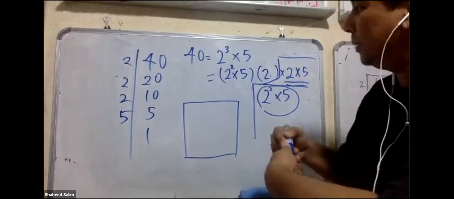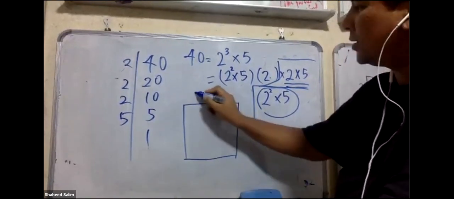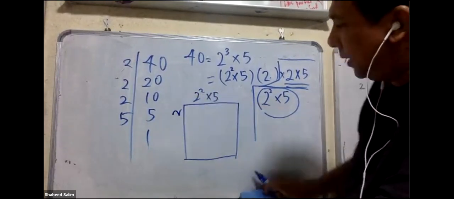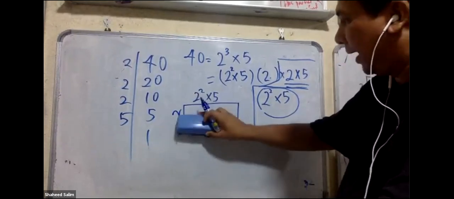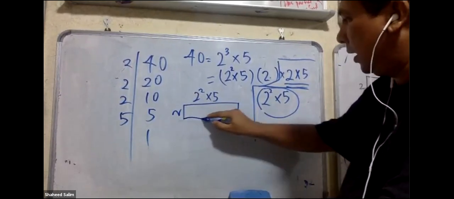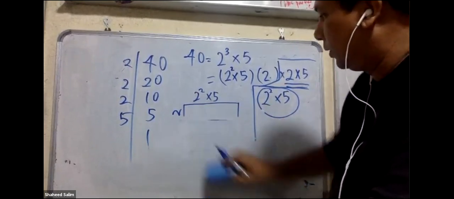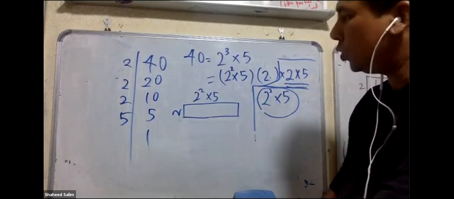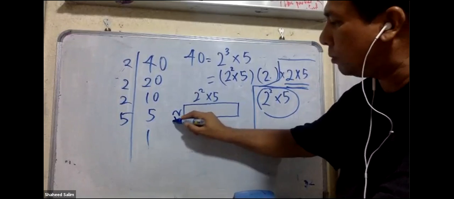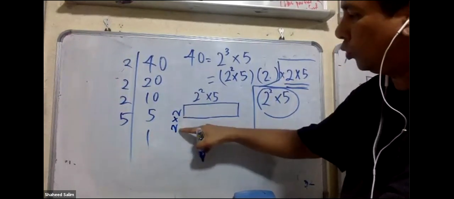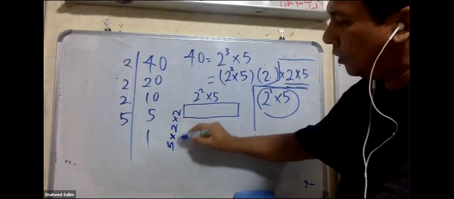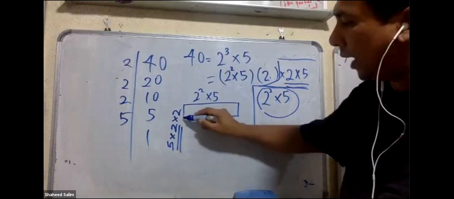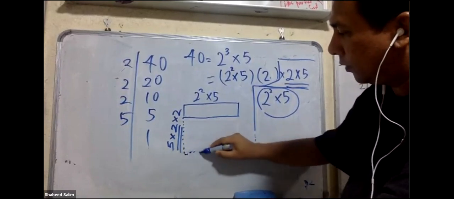But anyway, so imagine now, I want to make this a square. On one side, I have 2 to the power 2 times 5. But down here, I only got 2, which means this is not a square. This is a rectangle. They say they want this to be a square. So in order for this to be a square, I need to times this by another 2 so that I can get 2 to the power 2. And I need to times this by another 5, which means I need to times this by 10. 5 times 2 is 10. Then I can get the square here.